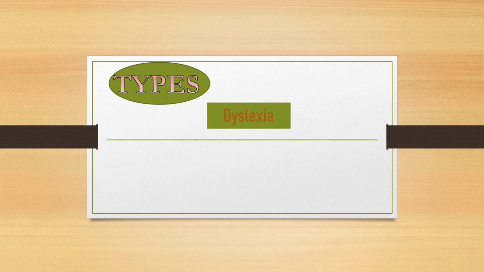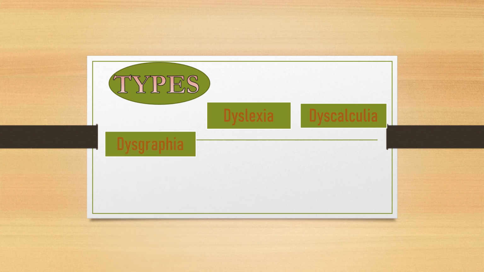Dyslexia. It is a difficulty with reading, problem with reading, writing, spelling, and speaking. Dyscalculia. Difficulty with math, problems with doing math problems, understanding time, using money. Dysgraphia. Difficulty with writing, problems with handwriting, spelling, organizing ideas.